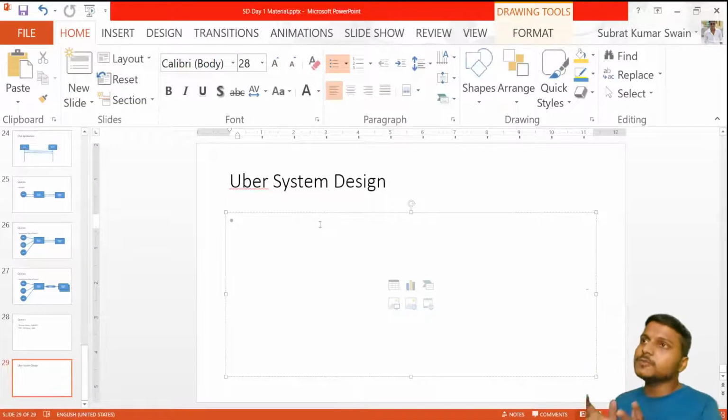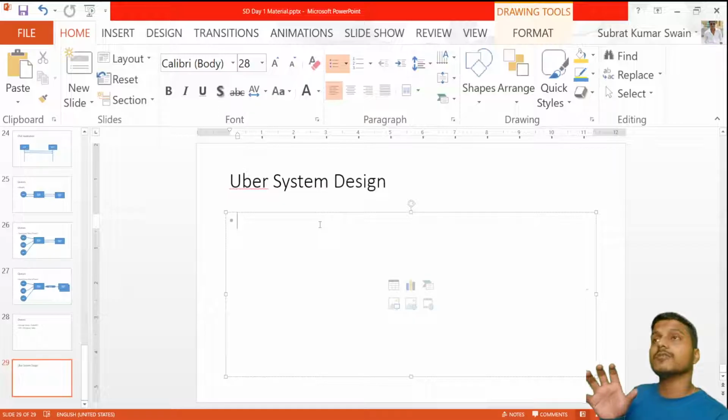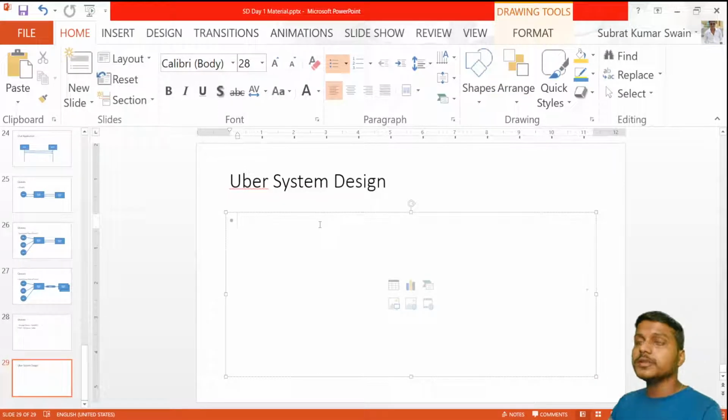So let's assume that we are in an interview, guys. Let's say I'm your interviewer and I'm asking you, design the system for Uber. The first and foremost thing we need to think about would be the functional and non-functional requirements. First, think about the functional requirements. If you can get the functional requirements, then you can easily say what the non-functional requirements are, because non-functional requirements are dependent on functional requirements.